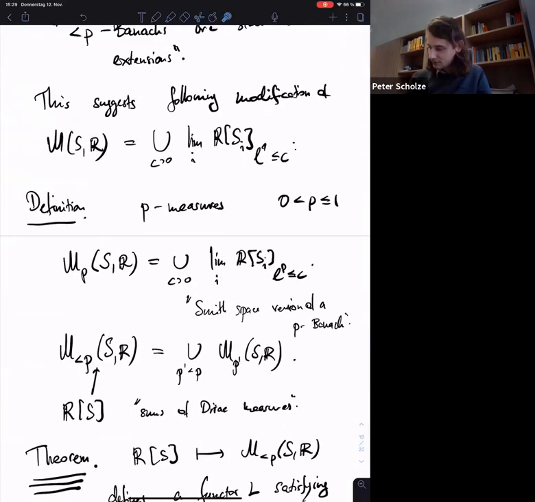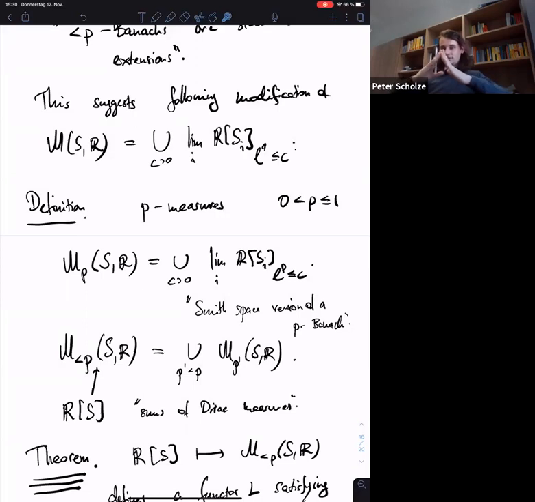If you would let p go to 0 in this business here, then if you're asking that the L0 norm is less than or equal to the constant, then you're basically asking that there are only finitely many entries that are non-zero at all. And so you're basically reduced to some coordinate axis. And then the limit here would just be the usual uncompleted R join S.